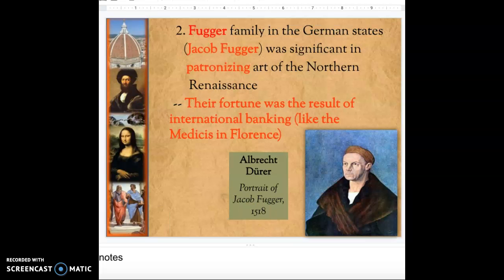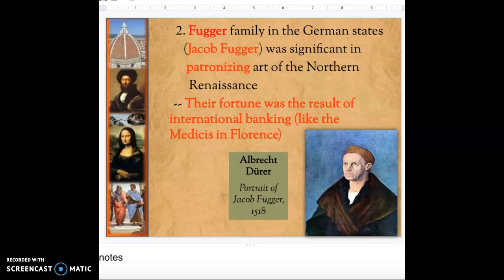When it comes to the patrons in the German states, the one patron that you need to make sure you know about is the Fugger family, specifically the member known as Jacob Fugger. He was significant in patronizing the art of the Northern Renaissance. So we know that he tended to hire artists for his family.